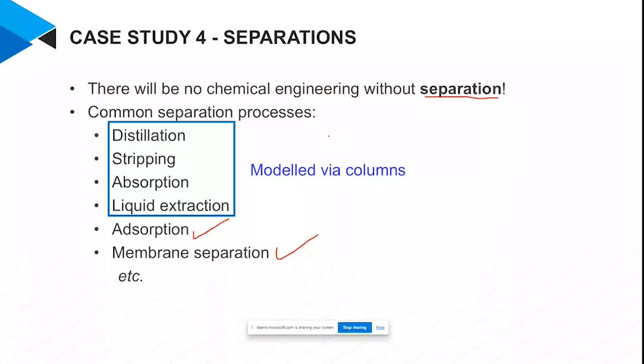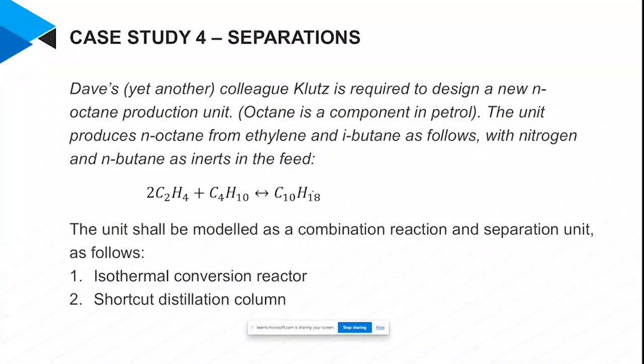Dave's yet another colleague. Dave has a lot of colleagues today. His name is Klutz, and he's required to design a new N-octane production unit. So octane is a component in petrol, and let's assume that because people are driving more nowadays after COVID, after lockdown was lifted, there's more demand for petrol. So this company is thinking of producing more petrol. So this will be something like an expansion project.